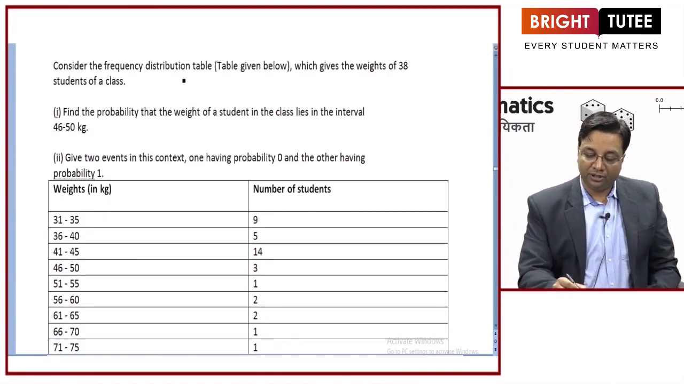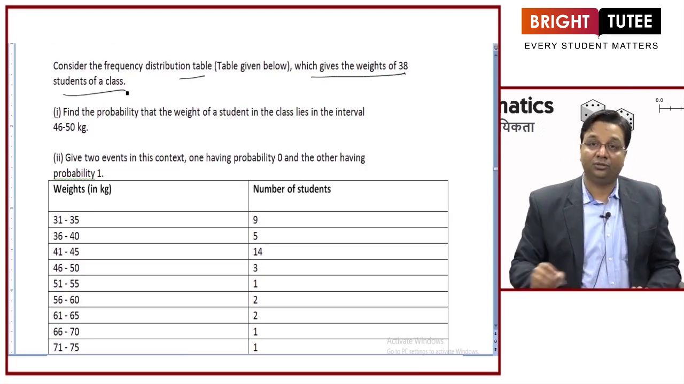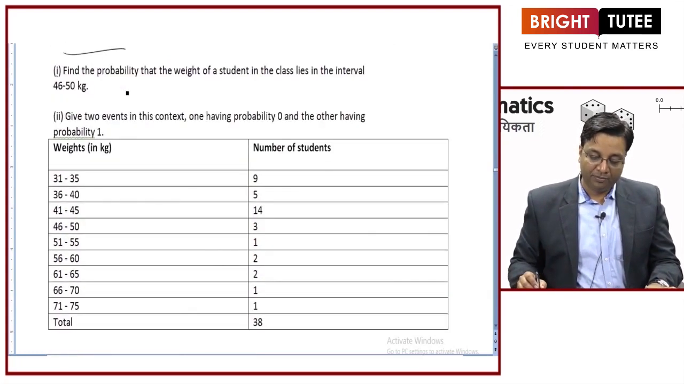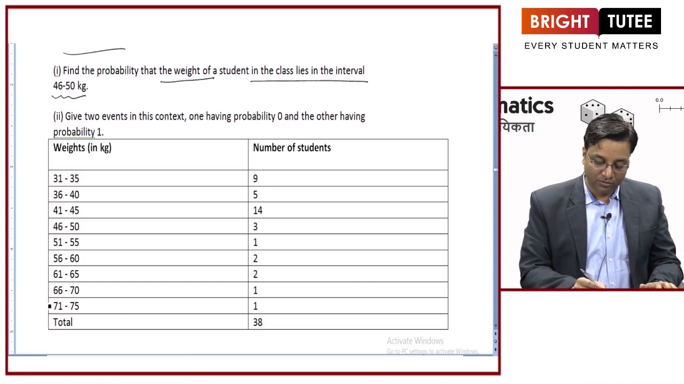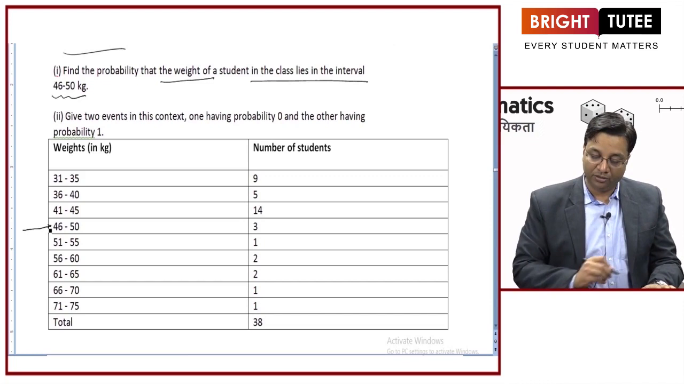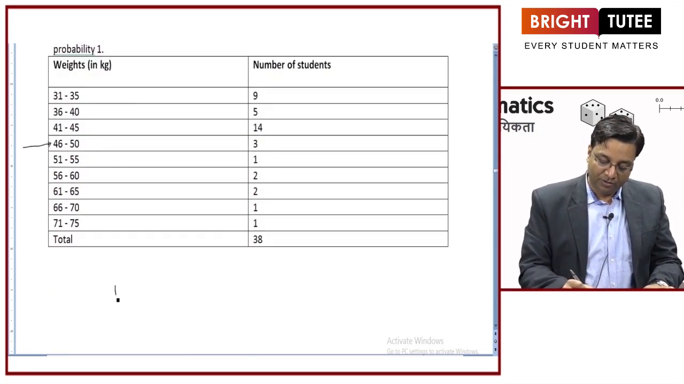Consider the following frequency distribution table, which gives weights of 38 students in a class. Find the probability that the weight of a student in the class lies in the interval 46 to 50 kg. So this is the interval that we are talking about. If I name this event as E1, then probability of E1.